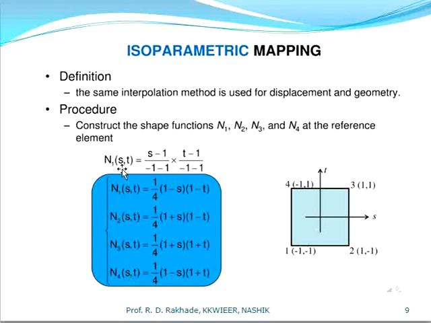where s and t are the natural coordinates. Sometimes we can write zeta and eta also, so s represents zeta and t represents eta. We can remember this formula: minus, minus, then plus, minus, plus, plus, minus, plus, minus, plus. In this way we can remember this shape function also.